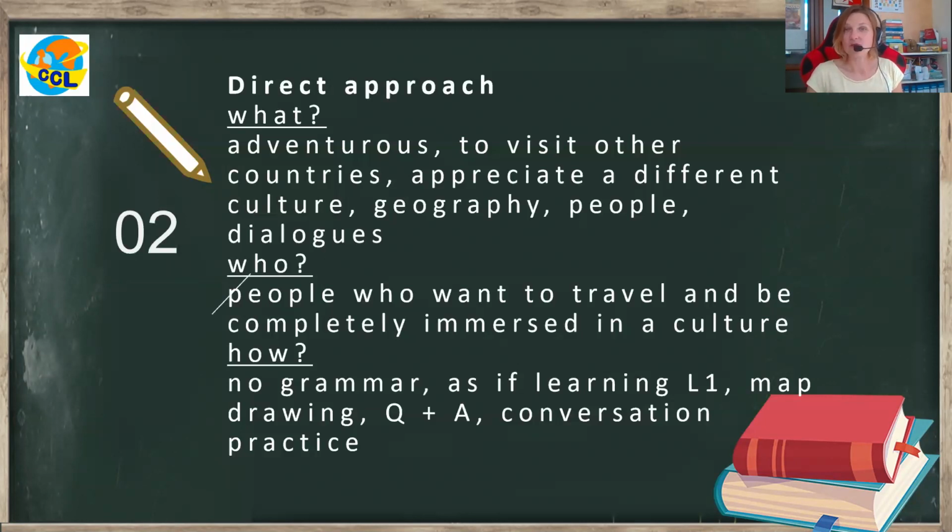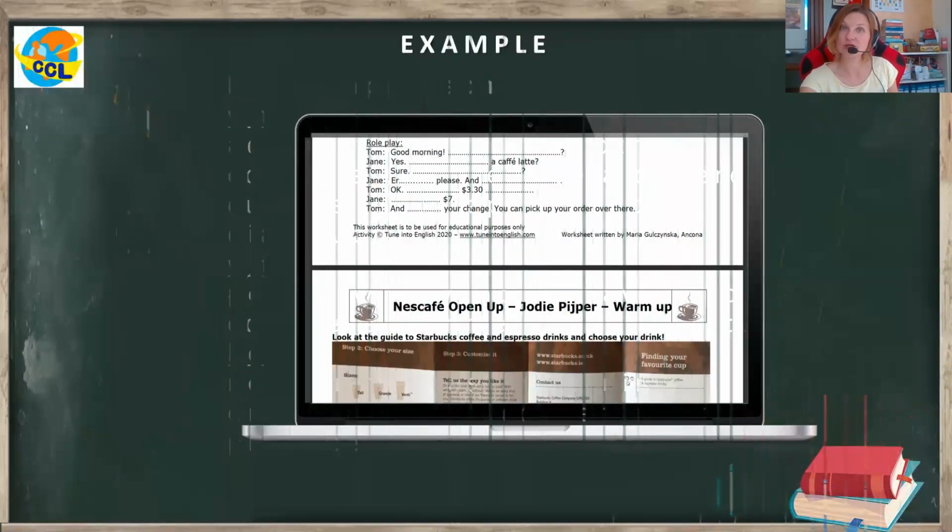What would be the practice used within the direct approach? It would be about inductive grammar instruction, or no grammar at all. It was about reading aloud. It was supposed to be like learning your first language. For example, map drawing, conversation practice, question and answer, self-correction when possible. So these would be the example exercises.